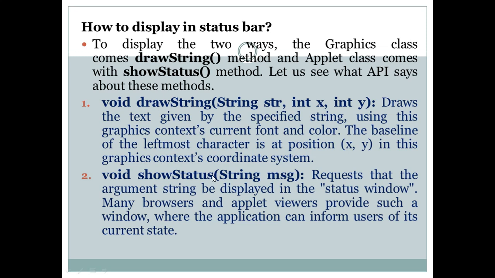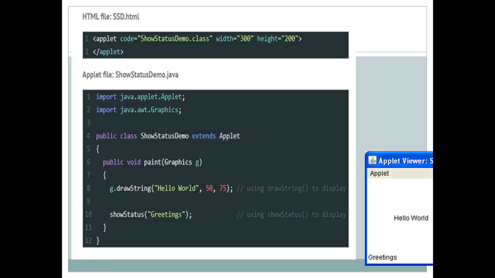And showStatus has only one argument, the message. It requests that the argument string be displayed in a status window. Many browsers and applet viewers provide such a window where an application can inform users of its current state. So this is the example. So applet code showStatusDemo.class width 300 height 200, right? So I have just used this showStatus method here.